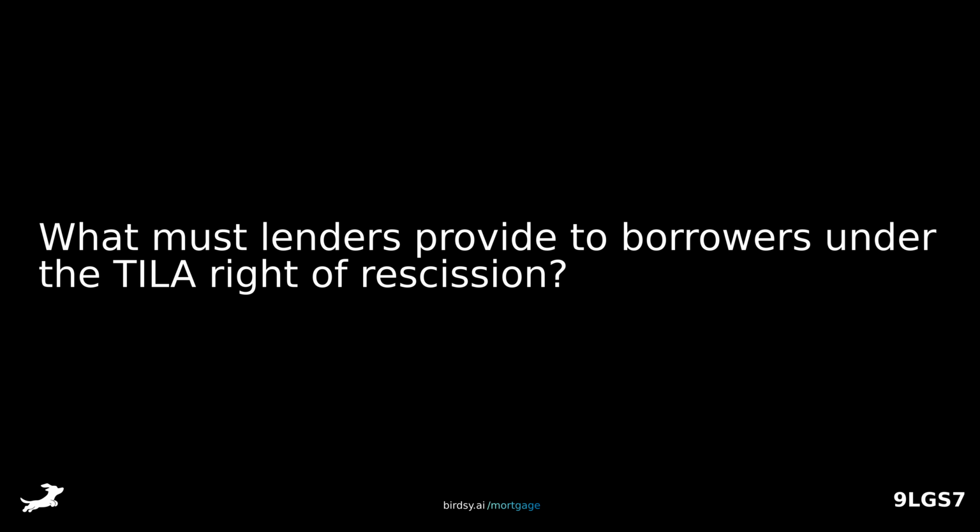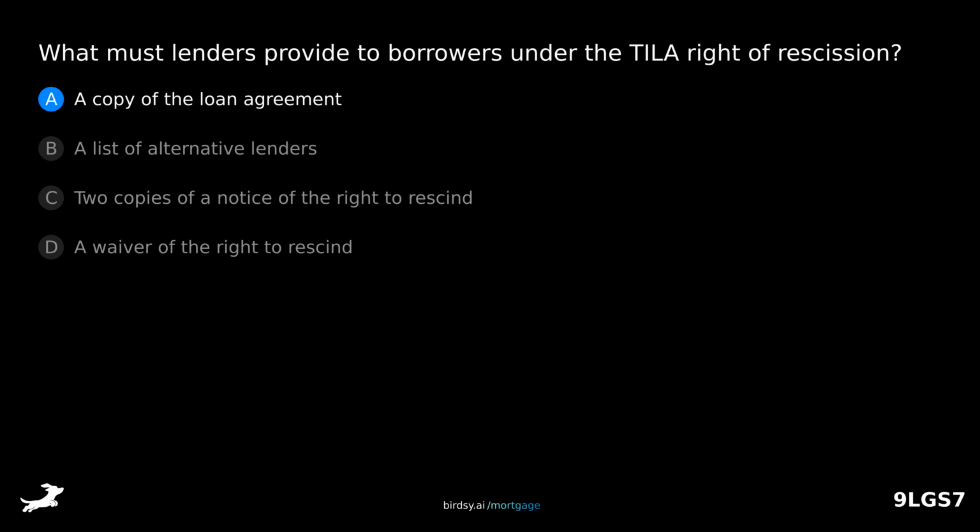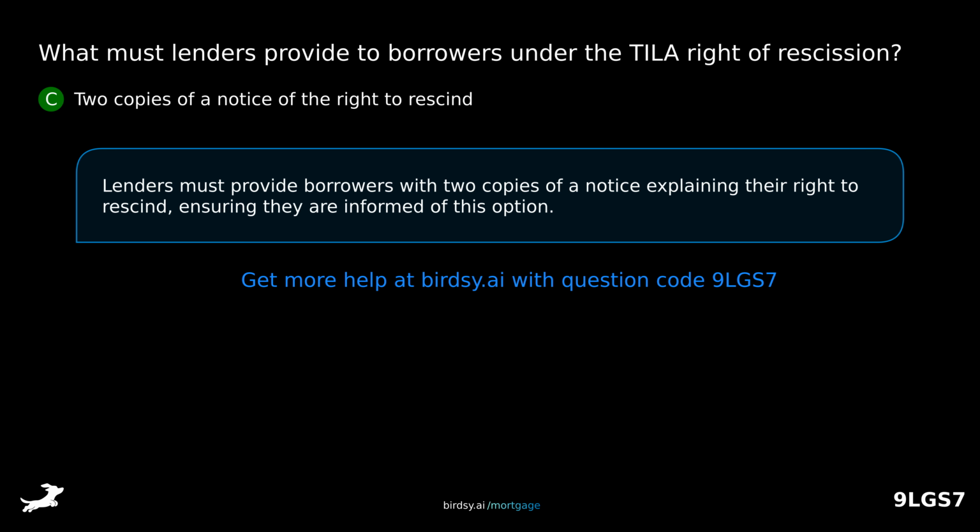What must lenders provide to borrowers under the TILA right of rescission? Is it A, a copy of the loan agreement, B, a list of alternative lenders, C, 2 copies of a notice of the right to rescind, or D, a waiver of the right to rescind? The answer is C, 2 copies of a notice of the right to rescind. Lenders must provide borrowers with 2 copies of a notice explaining their right to rescind, ensuring they are informed of this option.